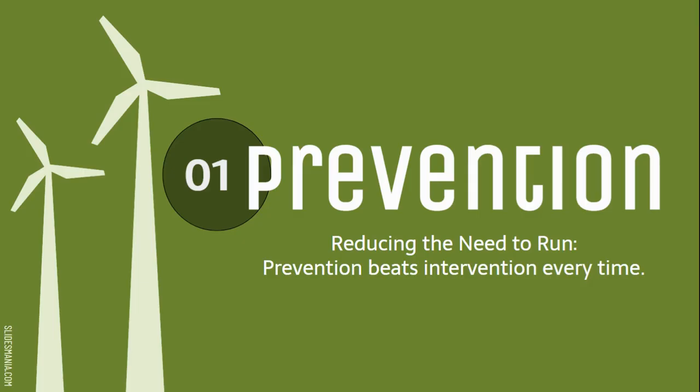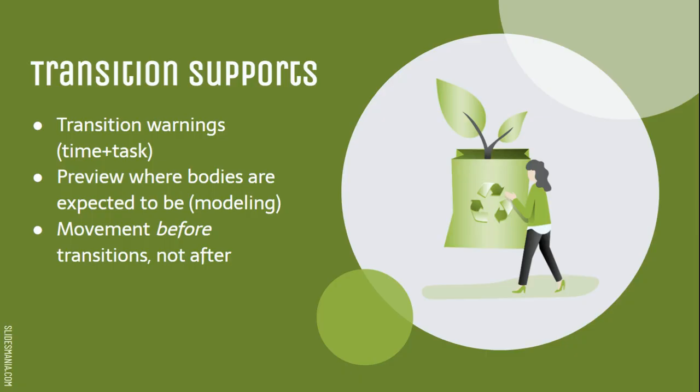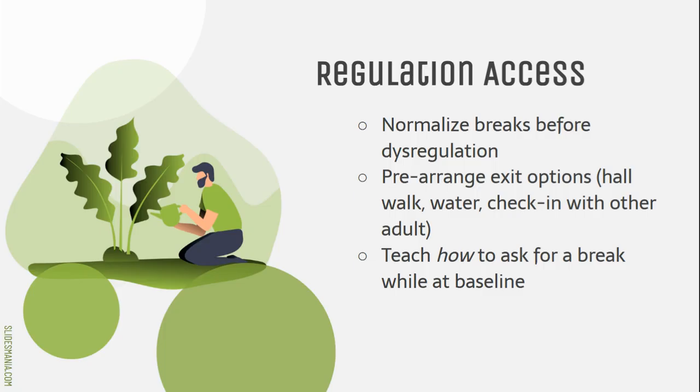So let's talk about prevention, reducing the need to run. Prevention beats a reactive intervention every time. Predictability and control is the first strategy. Use visual cues, first-then language, and choice within non-negotiables, such as, do you want to start with the odd or even problems? Transition supports: give students transition warnings with the time and task. Preview where bodies are expected to be by modeling, and movement before transitions, not after.